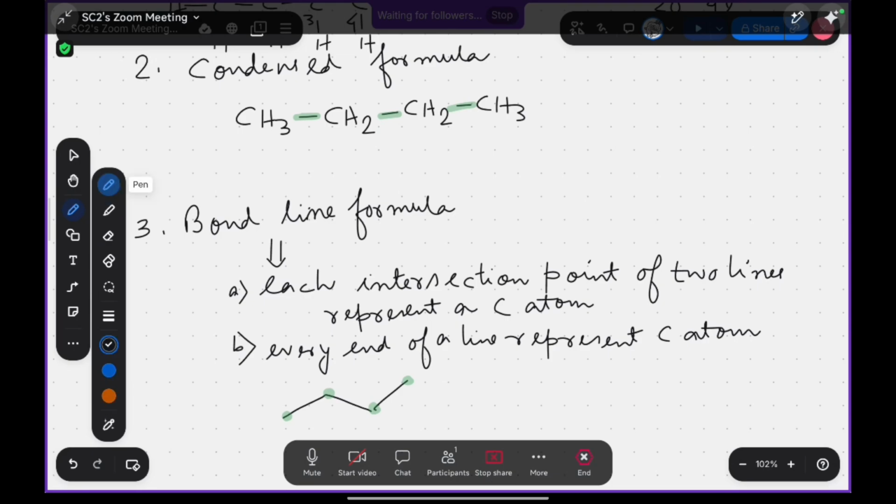See, that means here we are having 2 intersection points and 2 ends. That means this is one carbon, carbon, carbon and carbon. Here we are having 4 carbon atoms. Now you can say, ma'am, what about the hydrogen atoms? In bond line formula, you don't represent the hydrogen atoms individually. No atoms are represented. You only draw lines to represent the atoms. They are only shown by lines.